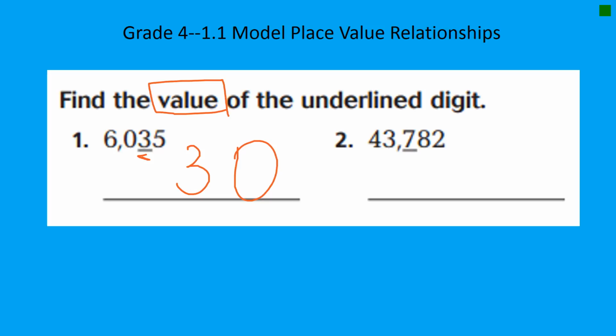So for number 2, the number is 43,782. The underlined digit is the 7. Now let's see what place value the 7's in. There's the ones, tens, hundreds. The 7 is in the hundreds place.